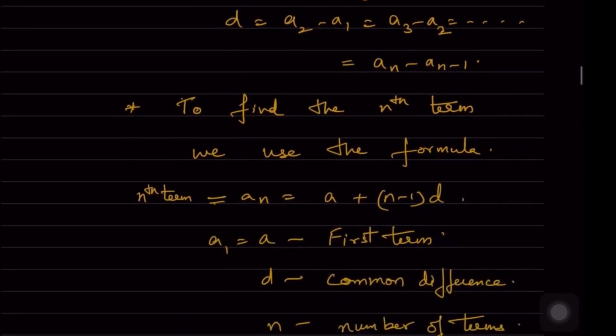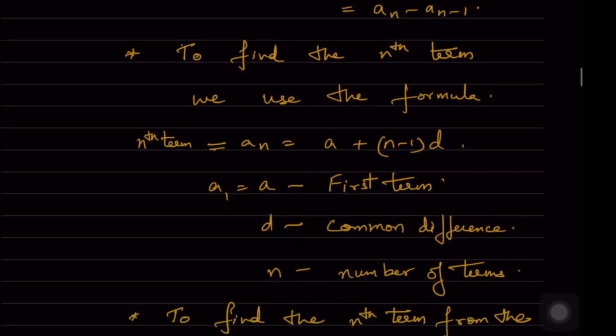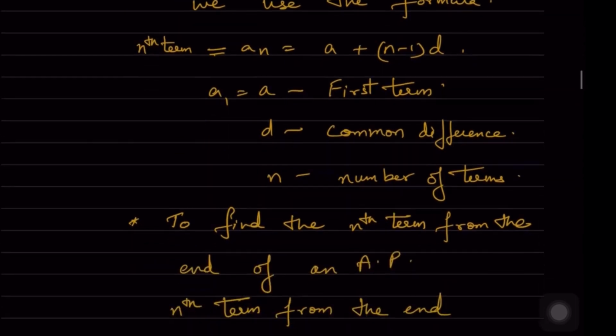Now to find the nth term, we use the formula an is equal to a plus n minus 1 into d. Now an is nothing but the nth term. a is also equal to a1, it is called the first term. n is the number of terms, d is the common difference.